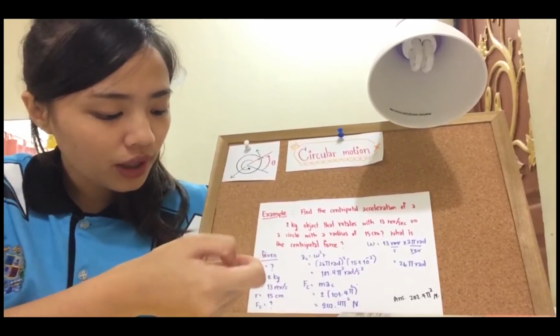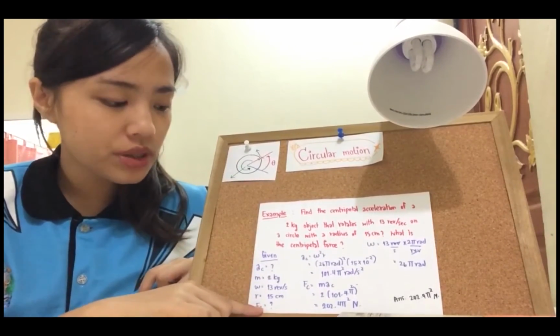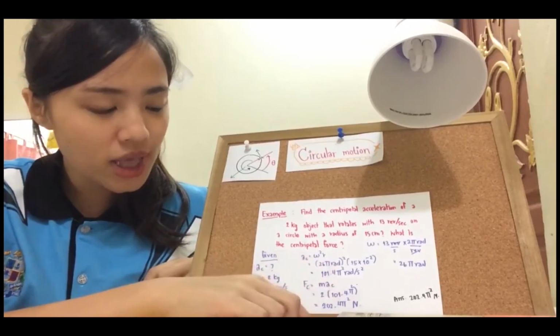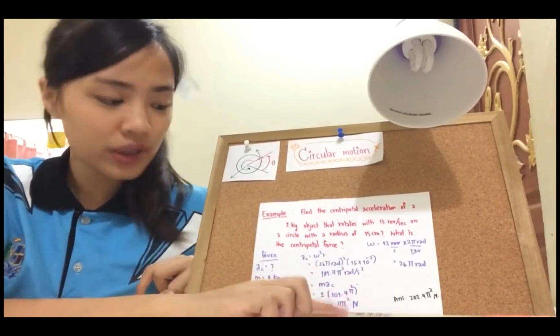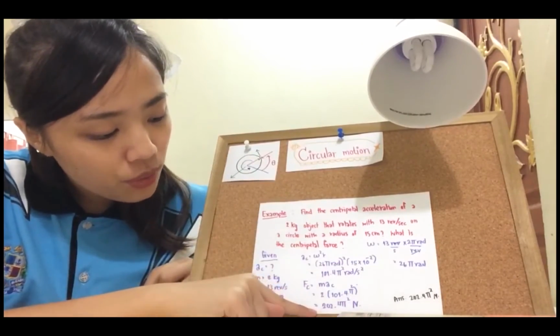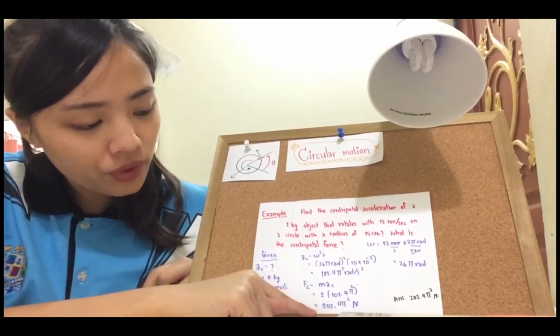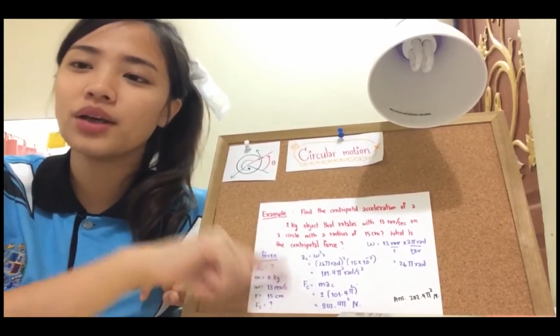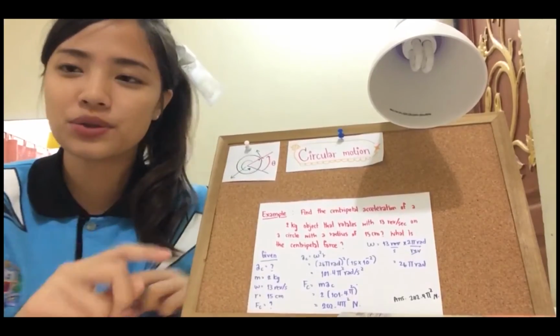And then we find the centripetal force by using this formula, mass times centripetal acceleration. So we got 202.4 pi squared Newton. The unit of force is Newton.